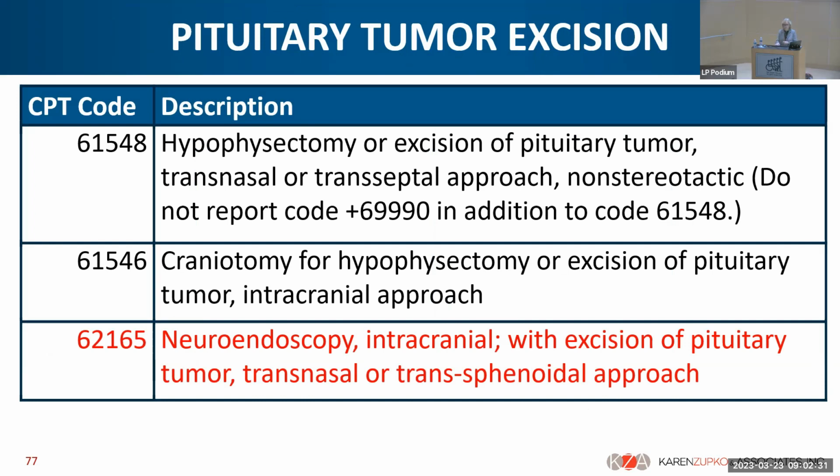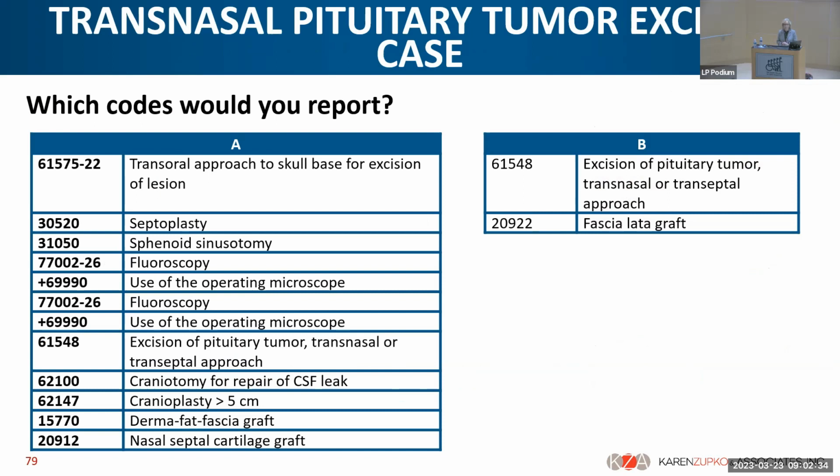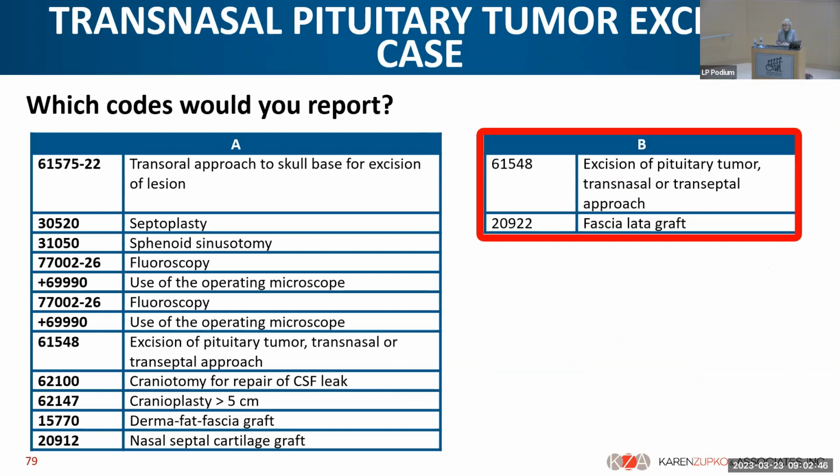Most common one is the neuroendoscopic code. Here's what we see sometimes with the ENTs who love to build their own codes because they know their codes very well. This is an example of an ENT who decided to bill all of these codes under a transoral approach for a skull-based code, a septoplasty, a sphenoidotomy. All of these codes were actually billed by an ENT surgeon when he participated with the neurosurgeon in excision of a pituitary tumor using a transnasal endoscopic approach.